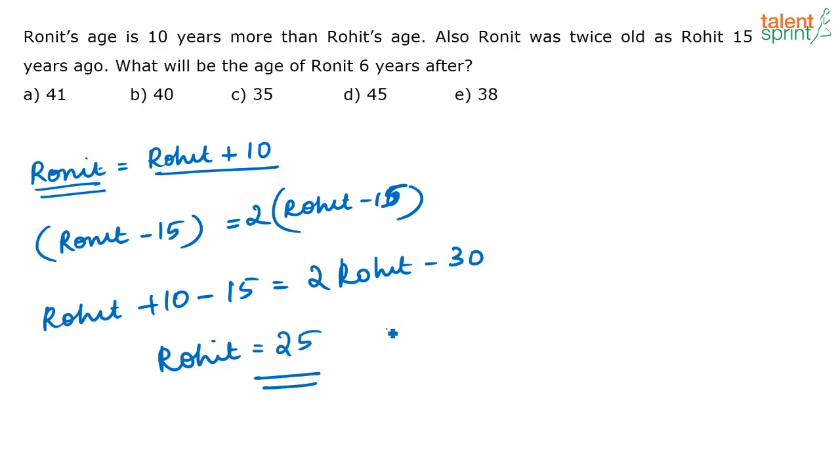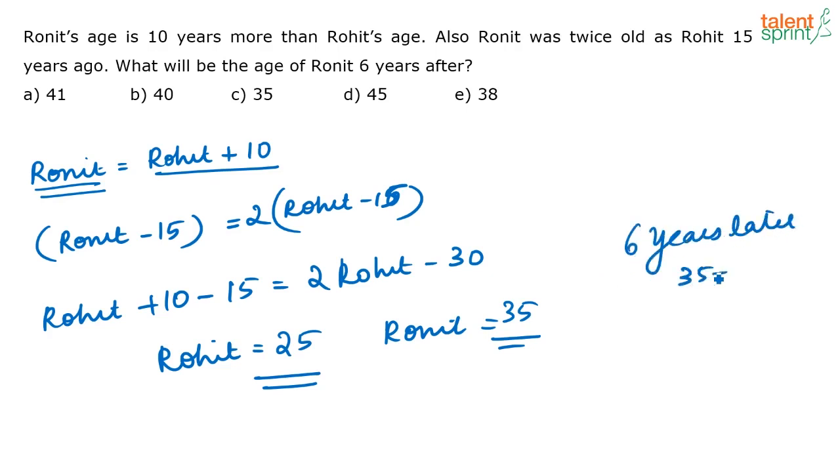If the present age of Rohit is 25, what is the present age of Ronit? Present age of Ronit will be 35, correct? Because present age of Ronit is 10 more than that of Rohit. What is the question? What will be the age of Ronit 6 years later? So 6 years later, his age will be 35 plus 6, that is equal to 41. Correct answer for this question will be option A, 41.